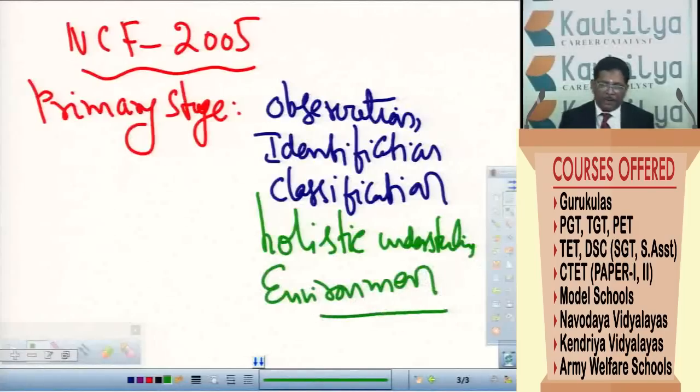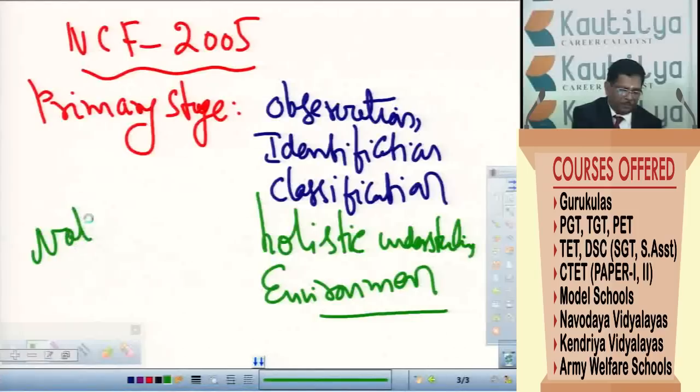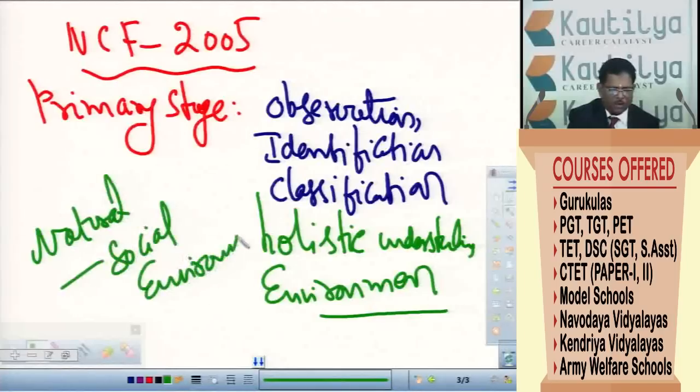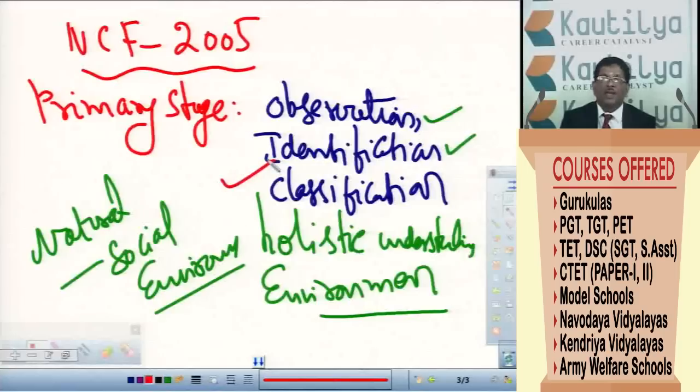So what is the difference between natural environment and social environment? These are the basic concepts we are supposed to inculcate at primary stage. What is the need of teaching social sciences at primary stage? As per the recommendations of NCF 2005, the social sciences can promote the skills of observation, identification, and classifying different objects and holistic understanding about the environment. It is of two types. It can make the child understand the difference between natural environment and social environment. These all are the different aims and objectives of social sciences for teaching and learning at primary stage.